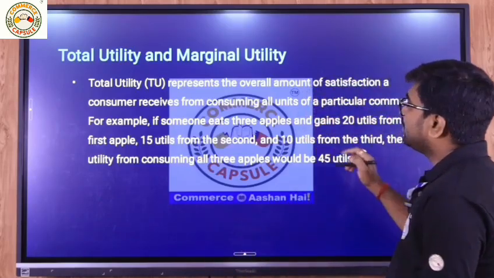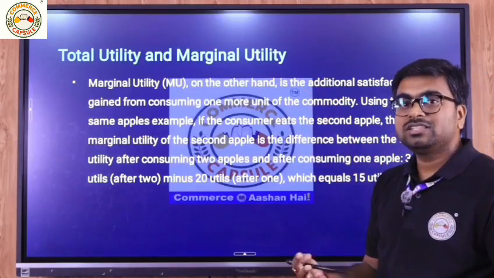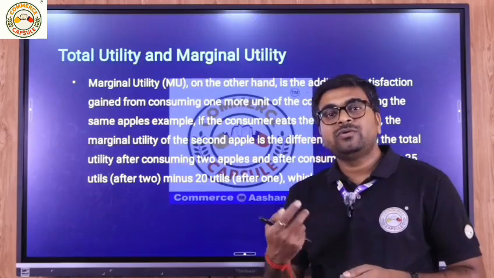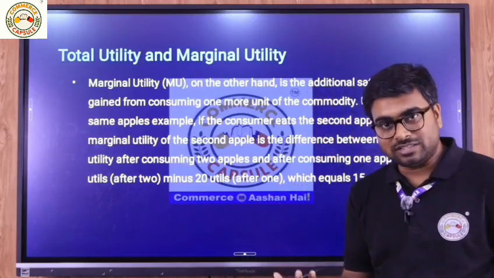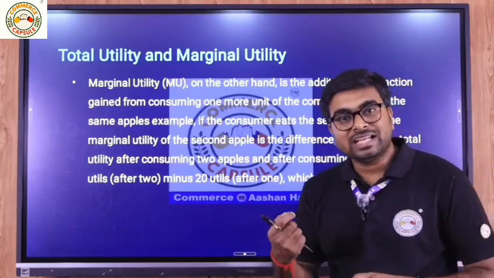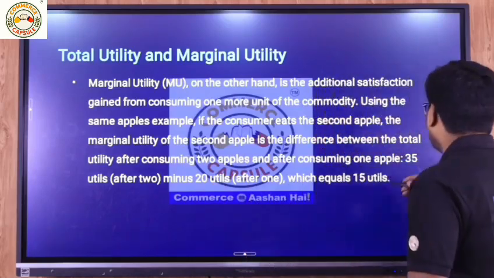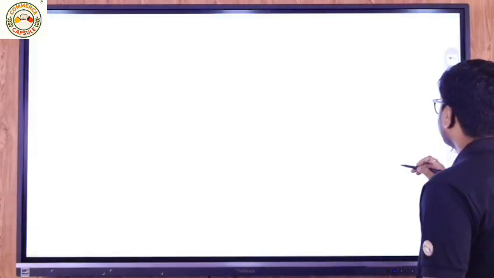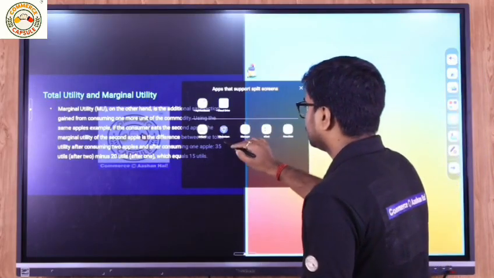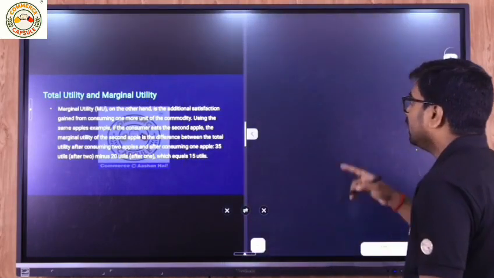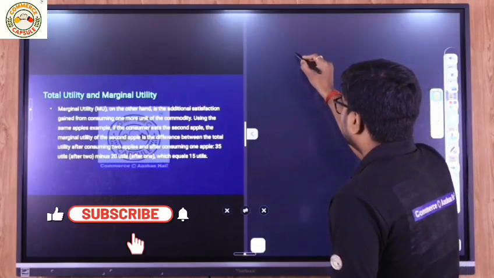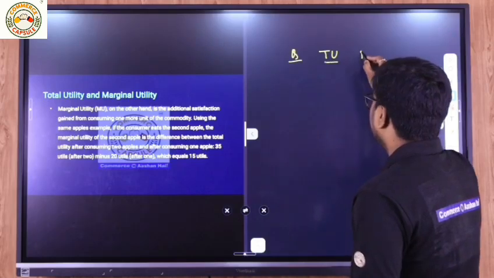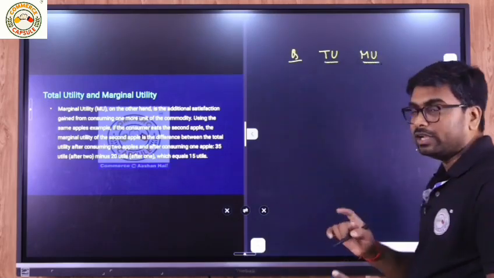Now come to the second part, that is the marginal utility concept. What does it mean? Marginal utility is nothing but the additional amount of satisfaction that a consumer receives while they are purchasing one extra unit of goods. Say for example, suppose this one is the quantity, this one is the total utility and this one is the marginal utility. How can we calculate it?